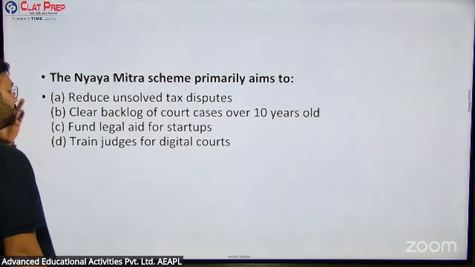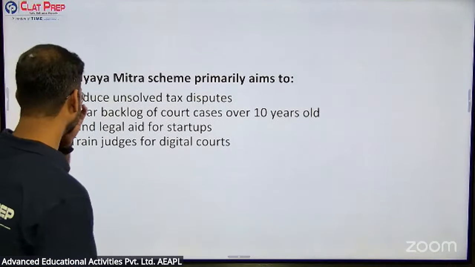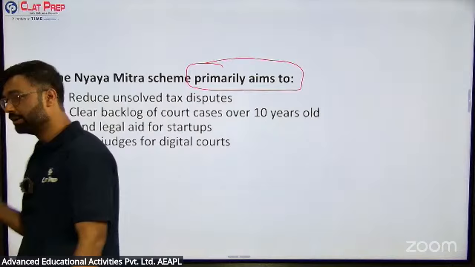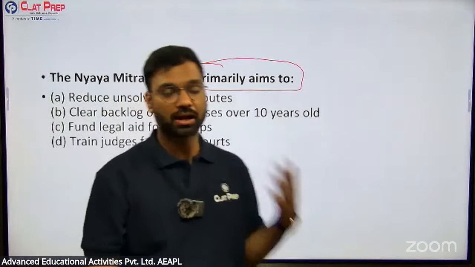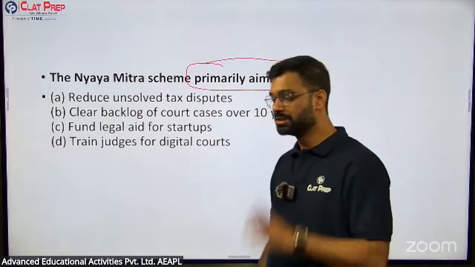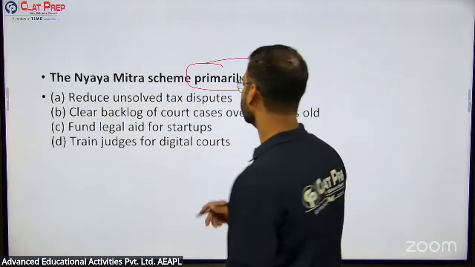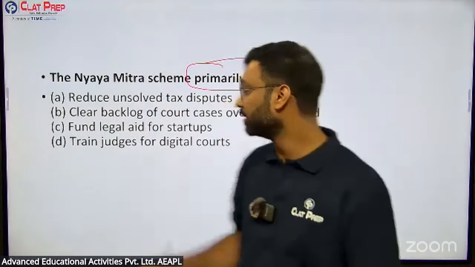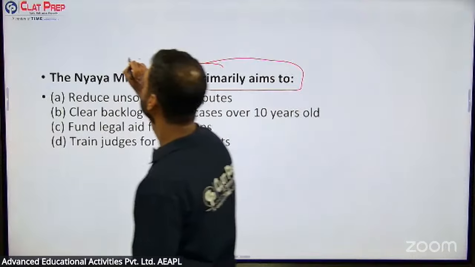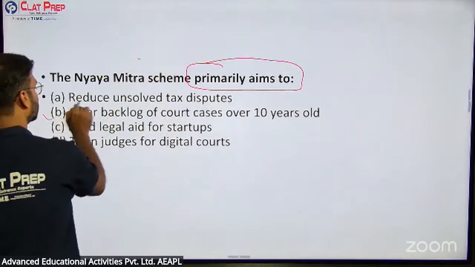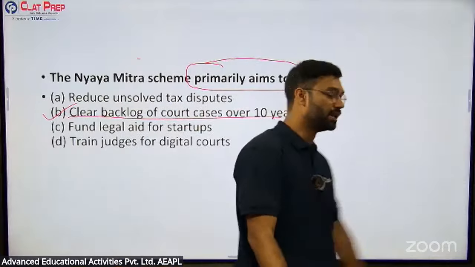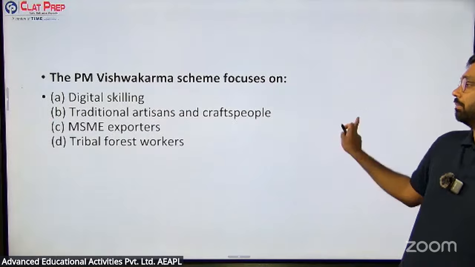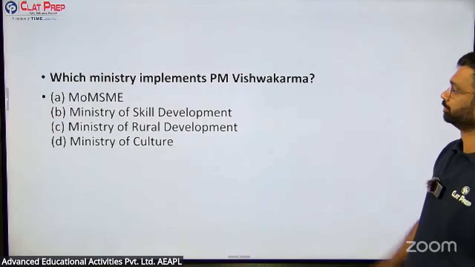Next is the Nyay Mitra scheme. The question is, the Nyay Mitra scheme primarily aims to, what is the objective of the Nyay Mitra scheme? Now, the idea is to clear the backlog. One of the key problems that the Indian judiciary is facing currently is the backlog of cases. And many of those cases have been pending in the courts for more than 10 years. The objective of the Nyay Mitra scheme is to clear the backlog of court cases which are older than 10 years.